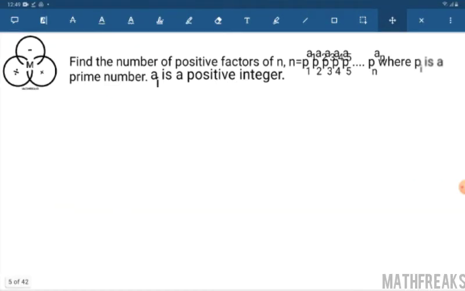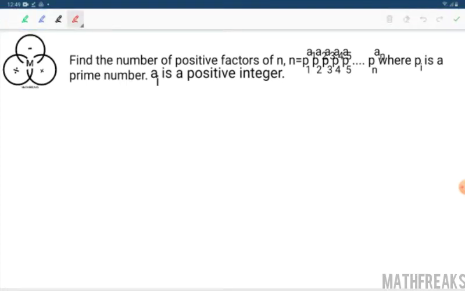Now there is a simple application of the product rule which gives us a very important result often used in number theory questions: finding the number of positive factors. This is very easy also.